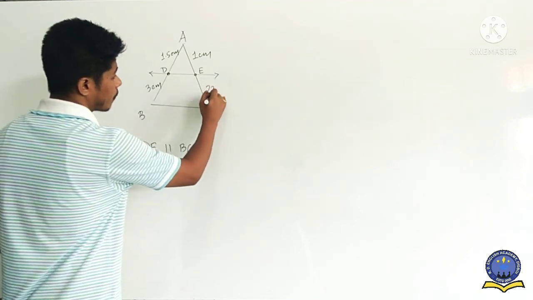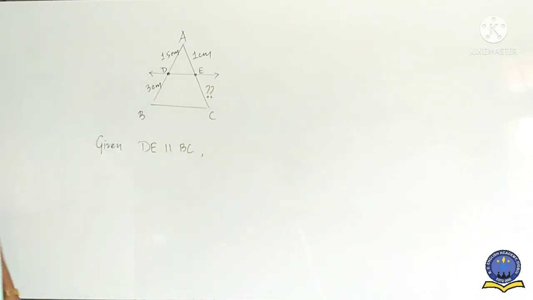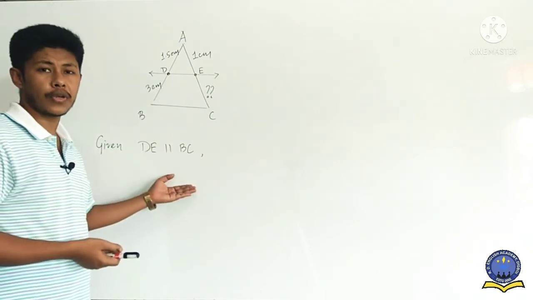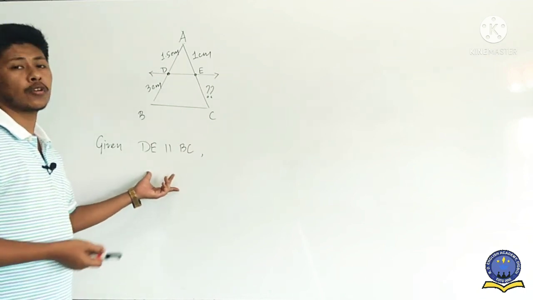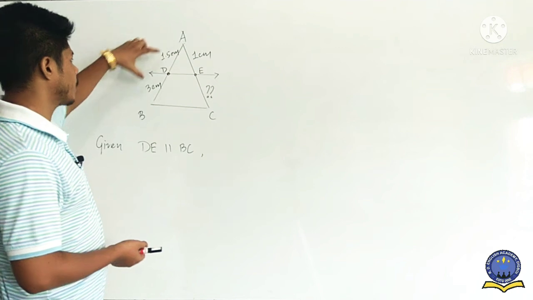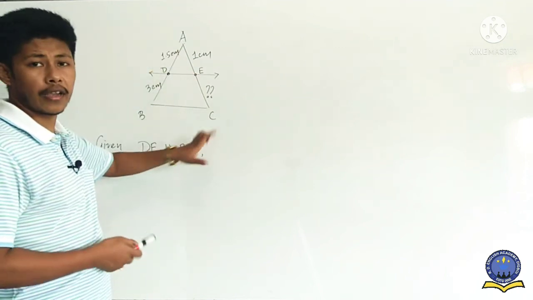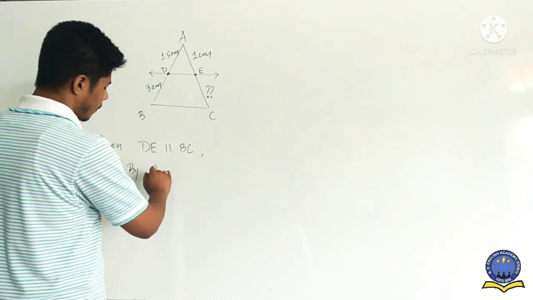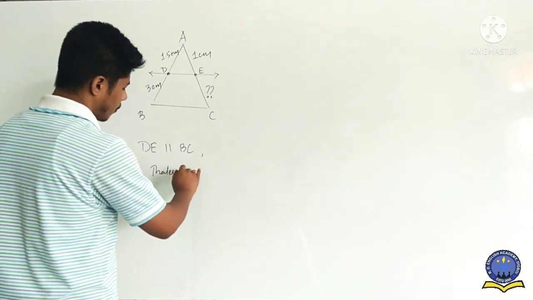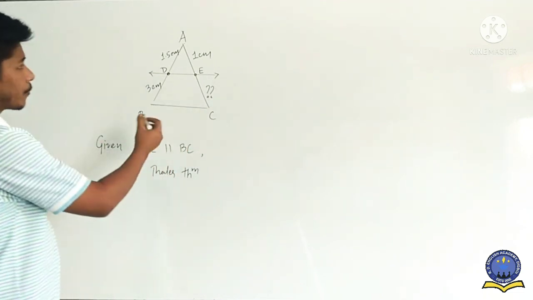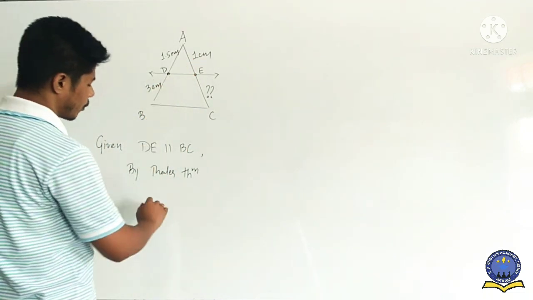Can you find out the length of EC here? So easily we can find it out. How can we find it out here? Because it is already given that DE is parallel to BC. If DE is parallel to BC, according to our Thales theorem, what can we write? The ratio of their corresponding sides are equal, by Thales theorem. According to Thales theorem, what can we write here? The ratio of the corresponding sides.